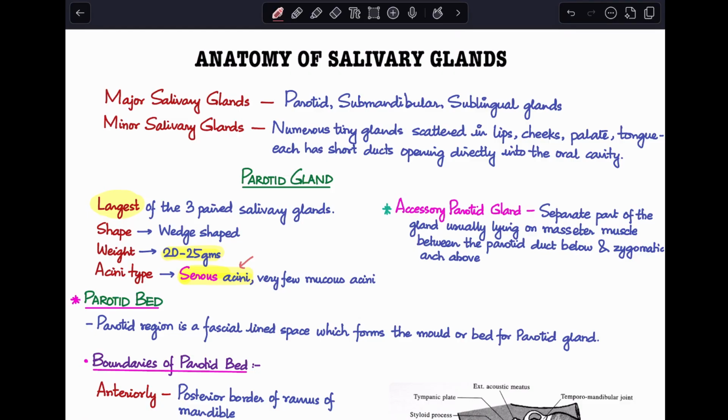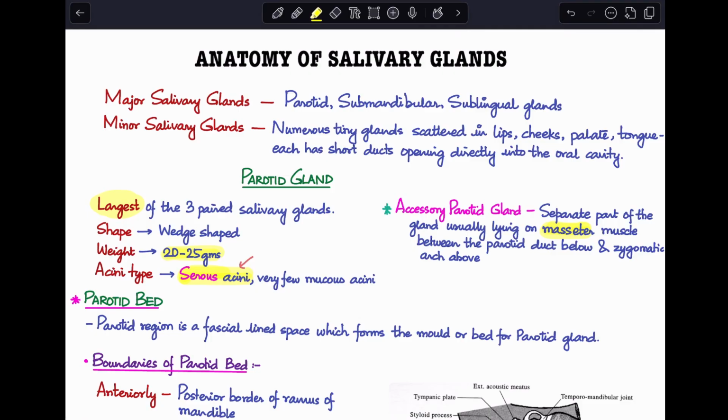Another interesting thing to know is that sometimes we also have something known as the accessory parotid gland. What is that? That is a separate part of this gland which usually lies on the masseter muscle between the parotid duct below and the zygomatic arch above. I'll show you more images of this in a little while.